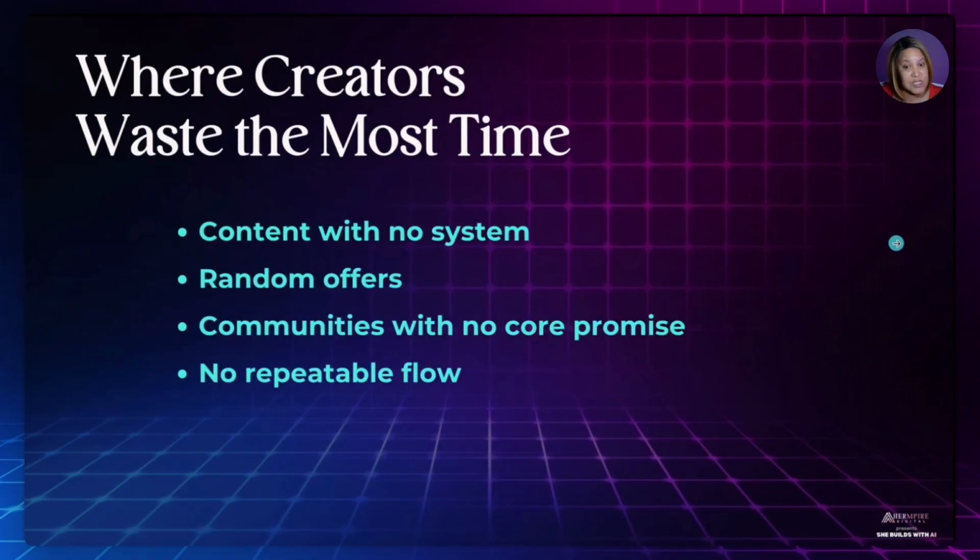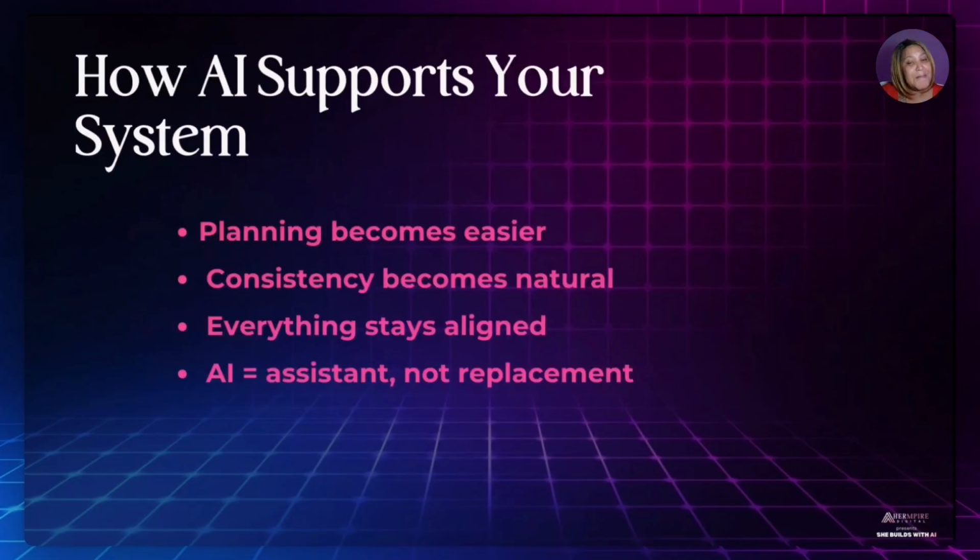Now, creators waste so much time creating content with no system in place, building offers without an audience path for them to follow, and trying to grow communities with no clear purpose. That's why it feels like you're working constantly, but nothing is clicking. It's like you're still looking for that secret sauce. Your ecosystem solves all of this for you because it gives you the structure and a repeatable flow that you can follow. And AI makes this entire process 10 times easier.